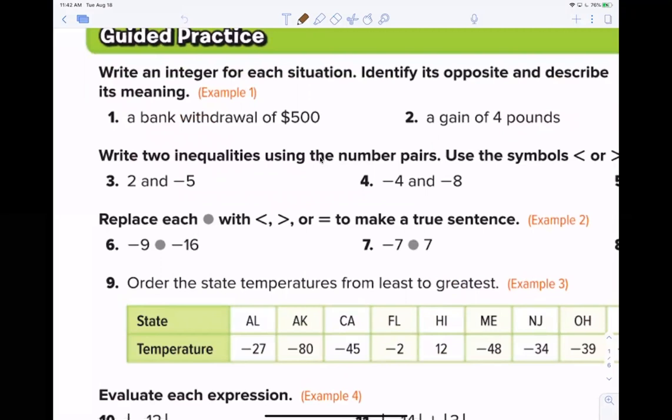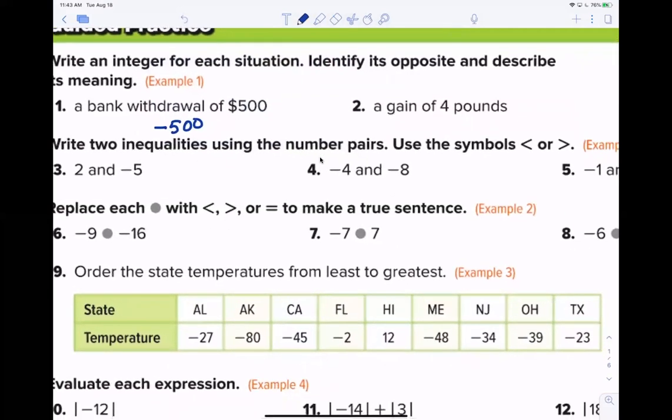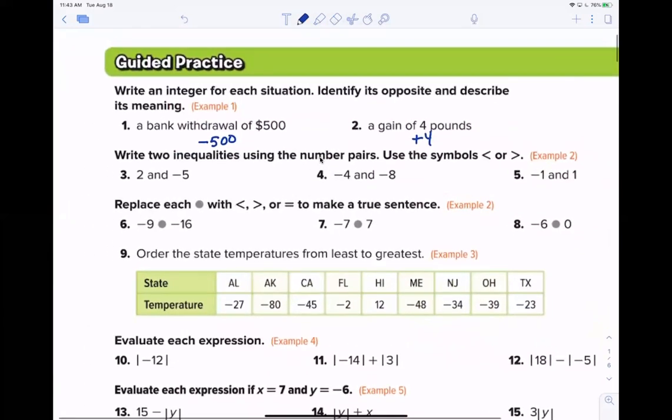Now remember, it's just a positive or a negative. Some kids really don't know about the banking stuff, so if you don't know, that's perfectly fine. A bank withdrawal of 500. Is it a plus 500 or a minus 500? Very good. So everybody just put minus 500. Next, a gain of 4 pounds. What would that be? Plus 4. I told you guys, this is going to be easy for us.